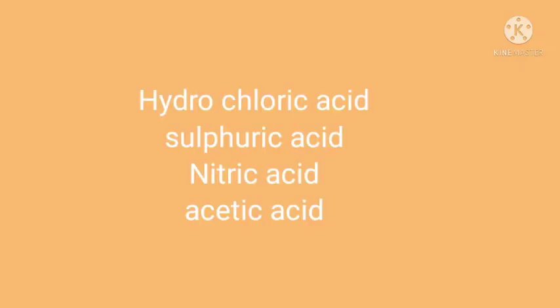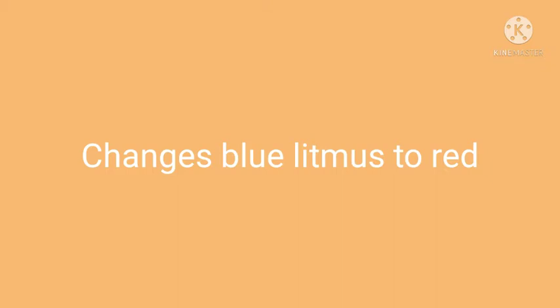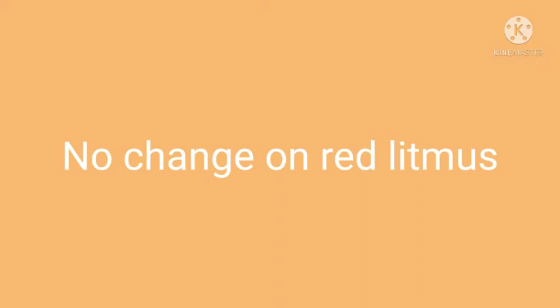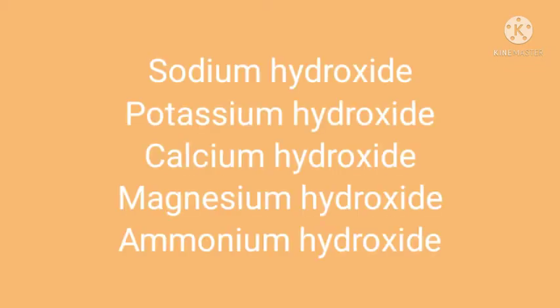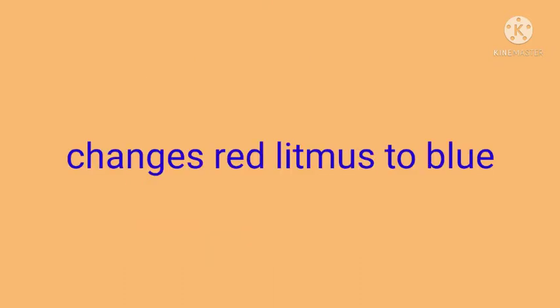From this activity, we can conclude that the solutions like hydrochloric acid, sulfuric acid, nitric acid and acetic acid are changing blue litmus paper into red and there is no change in color on red litmus paper. So they are acids, or they are acidic in nature. And the solutions like sodium hydroxide, calcium hydroxide and potassium hydroxide are changing the color of red litmus paper into blue, and they are not changing the color of blue litmus paper, indicating that these solutions are basic in nature.